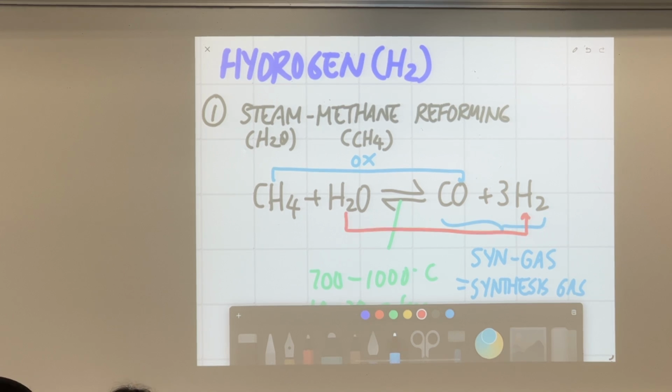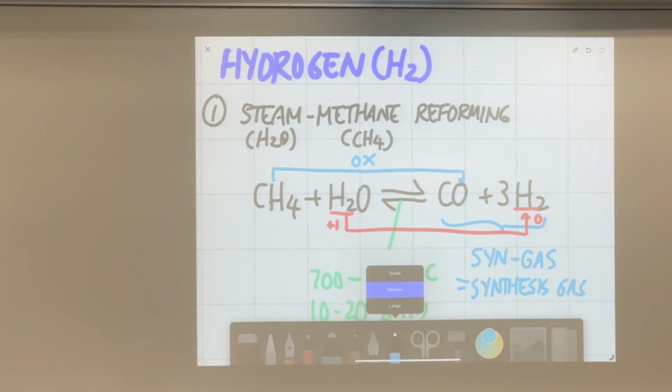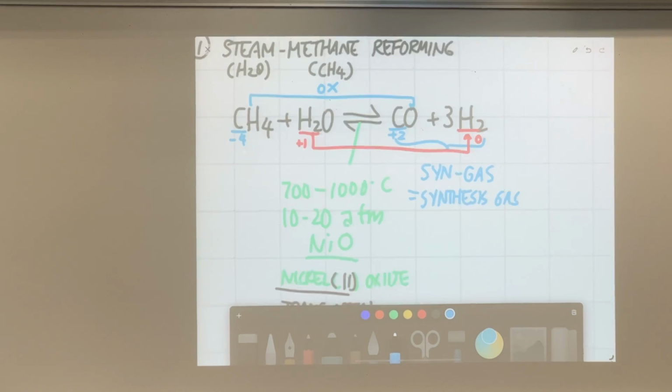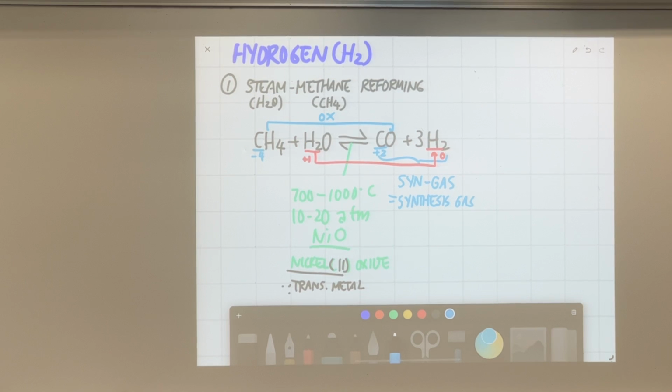H2O. And to save you time, I'll just put down the oxidation numbers for you. H oxidation number went from +1 to 0. C's oxidation number went from -4 to +2. So make sure you verify that later, to see if it's actually a redox reaction. This is a redox reaction.